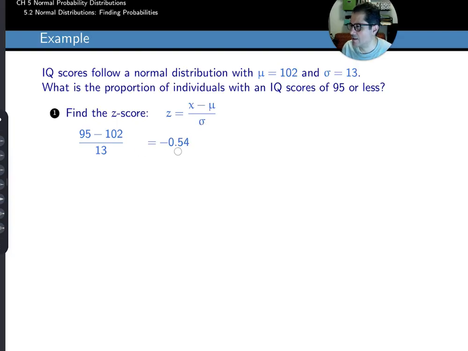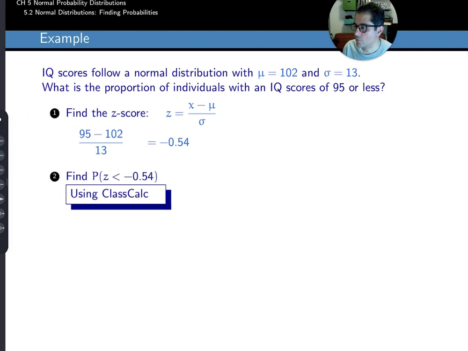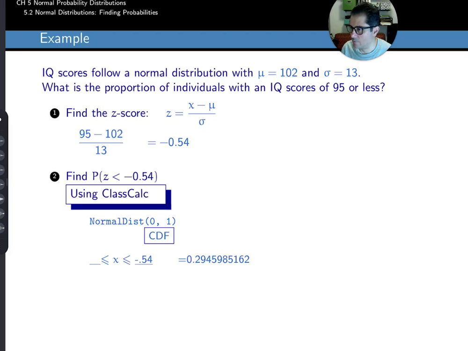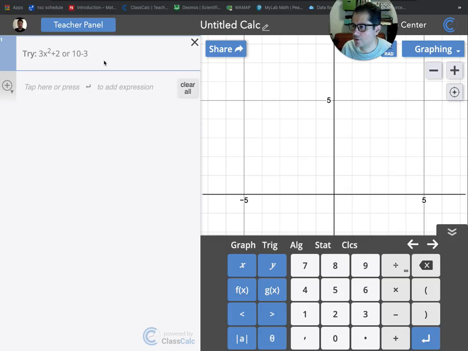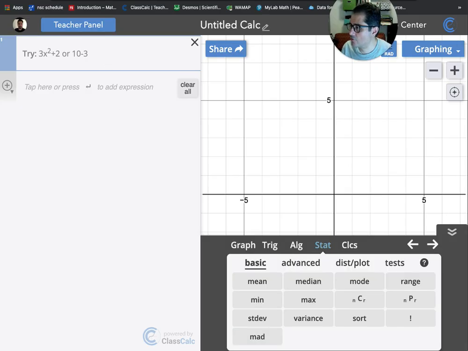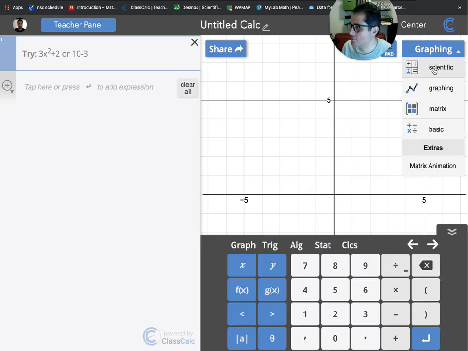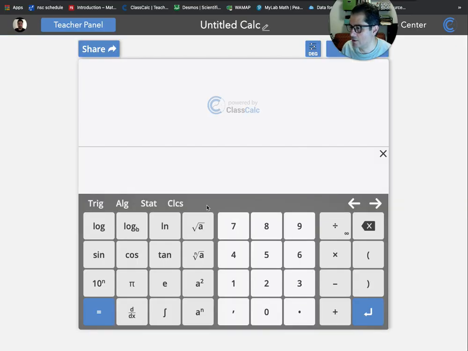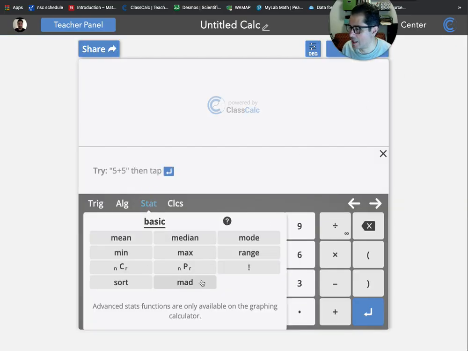This means that it's about half a standard deviation to the left of the mean. So what I need to do is find the area to the left of negative 0.54 using the standard normal curve. I have the class calculator here ready. Let's do that. To find this, remember you go to stats. Be sure first that you're on the graphing calculator. If you're on the scientific calculator, it looks like this, and when you press stat, you don't have a big menu.